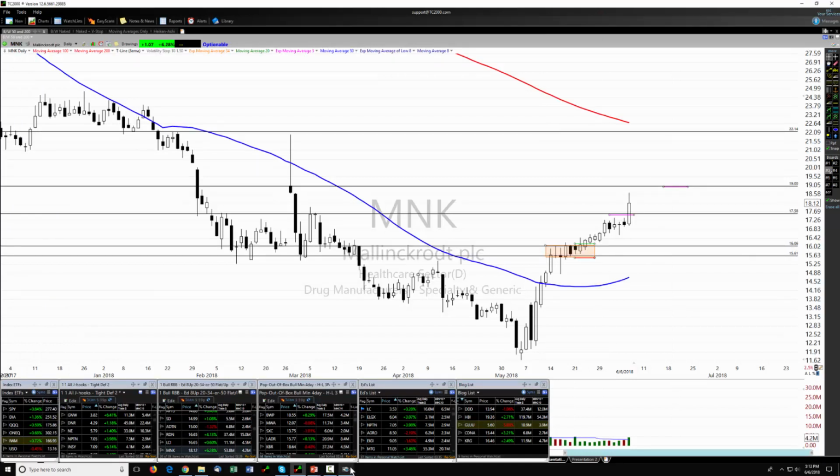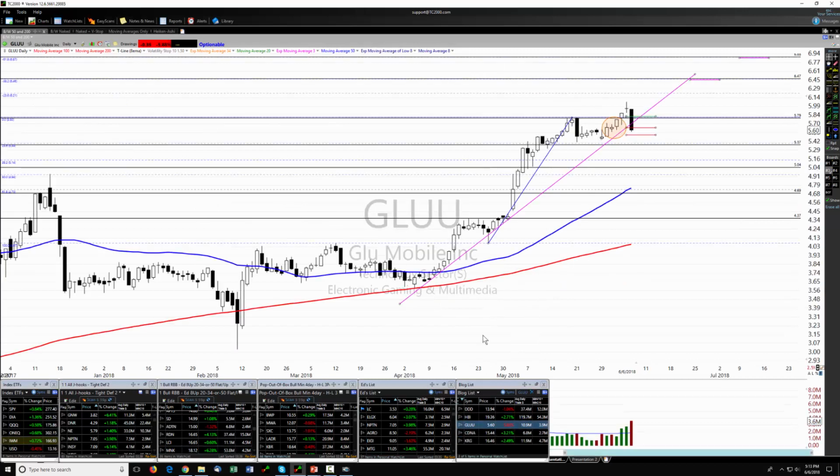Let's go to the blog account. These are the trades that I have planned in the last week. The one that's missing is the EXAS that was closed. But these are the open positions with the exception of Glue, which was closed out because of that bad day.